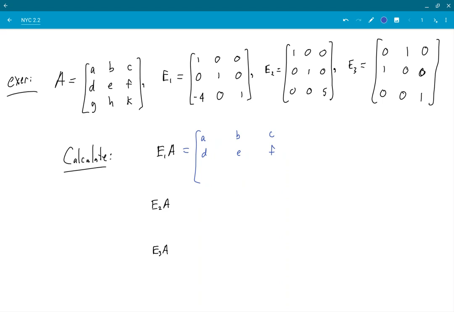G minus 4A. And then H minus 4B. And then K minus 4C.